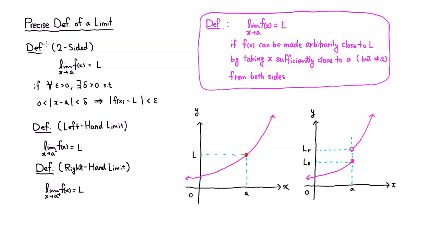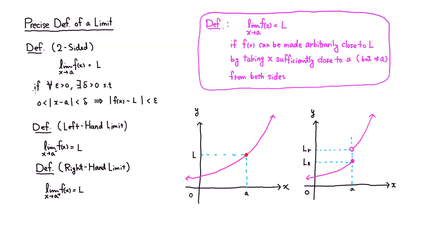All right, so let's look at the precise definition. This is the two-sided limit, or both-sided limit: the limit of f of x as x approaches a is equal to L. So here's the thing. We want to define precisely what we mean by arbitrarily close. Close means that the distance is small.